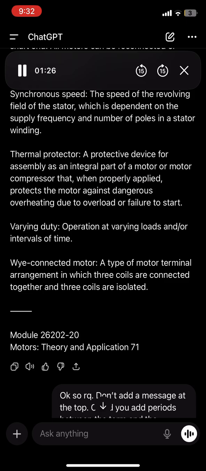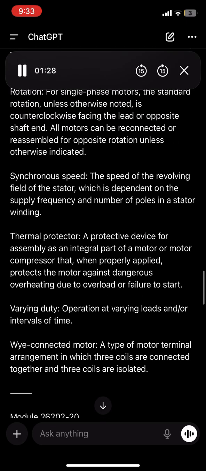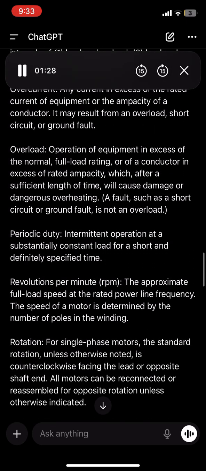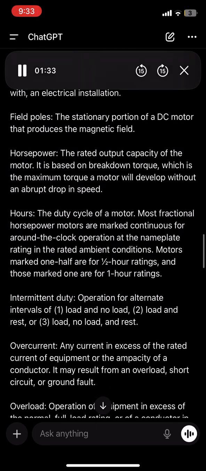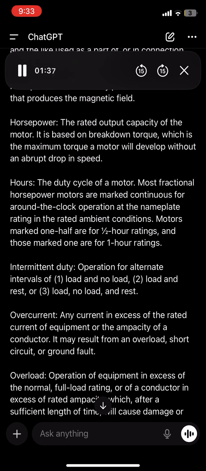Field poles, the stationary portion of a DC motor that produces the magnetic field. Horsepower, the rated output capacity of the motor. It is based on breakdown torque, which is the maximum torque a motor will develop without an abrupt drop in speed. Hours, the duty cycle of a motor. Most fractional horsepower motors are marked continuous for around-the-clock operation at the nameplate rating in the rated ambient conditions. Motors marked 1/2 are for half-hour ratings, and those marked 1 are for 1-hour ratings.